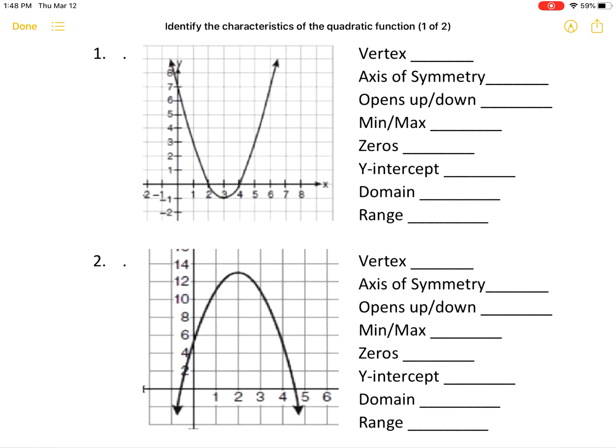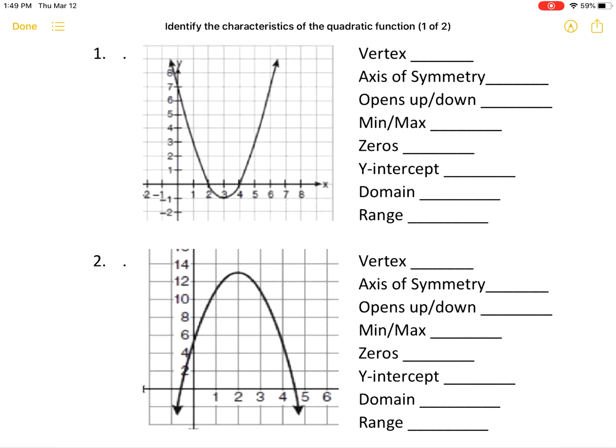Okay, so you've glued your examples into your notebook, and now we're going to work through a couple of them. We're going to talk through 1 and 2, and then you're going to pause the video and attempt 3 and 4, and then you can check your answers by playing the video again. All right, so let's look at this. It lists all of these characteristics of the quadratic function, and we just want to know what those pieces are.